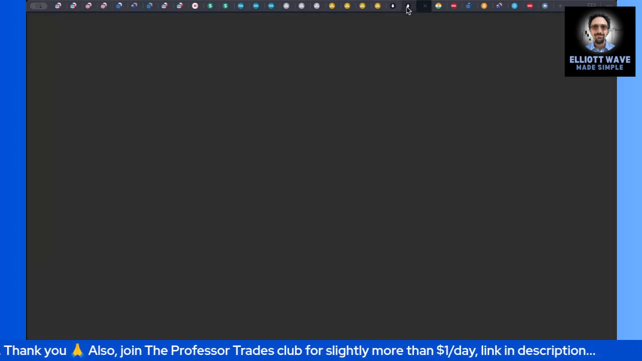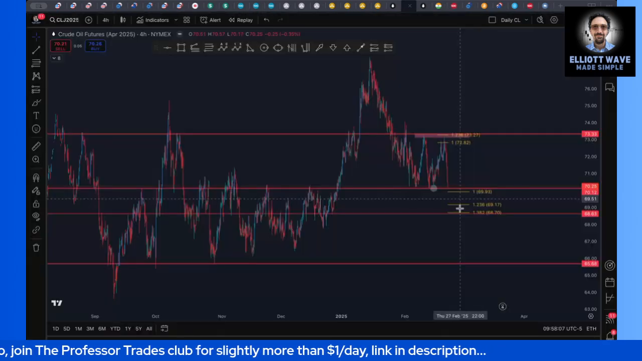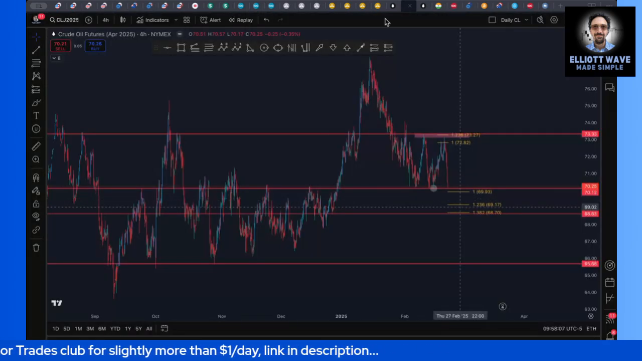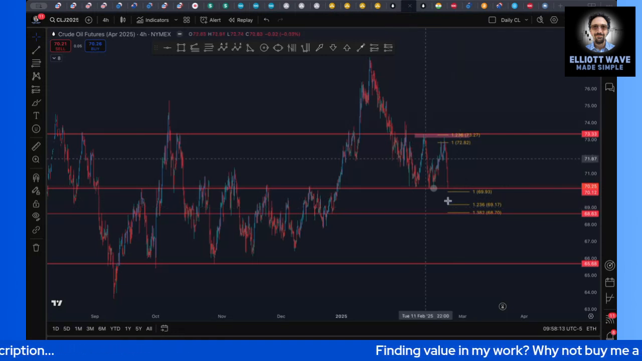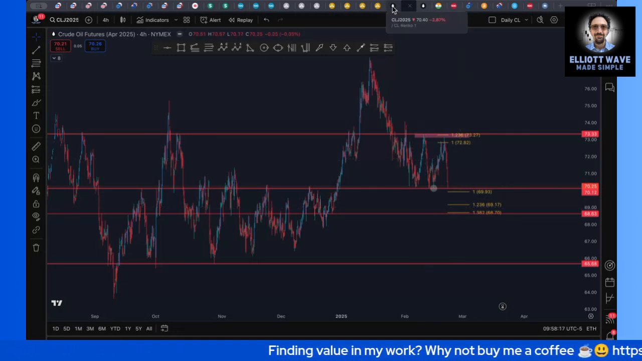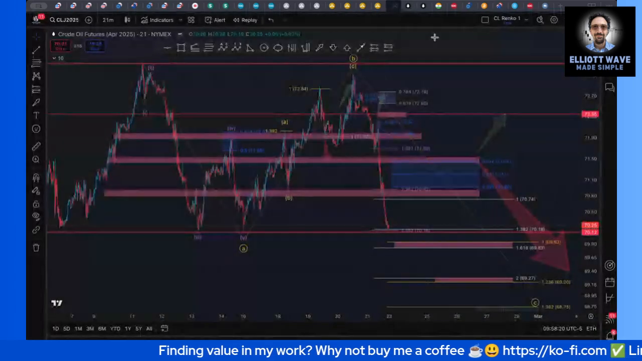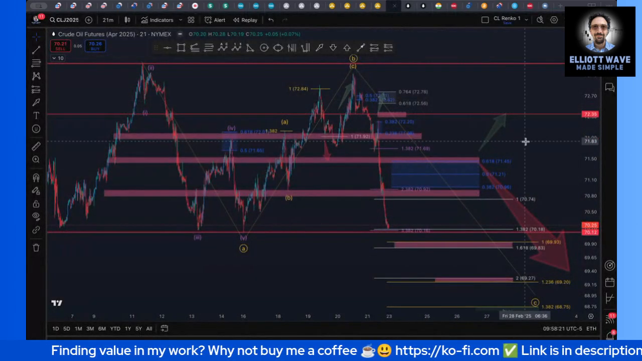So that's these yellow fibs here. But what's interesting, take this thought: these yellow fibs are targeting 68.70, or dipping even below 68.70, anywhere in the mid to low 68s if it wants to exceed it.